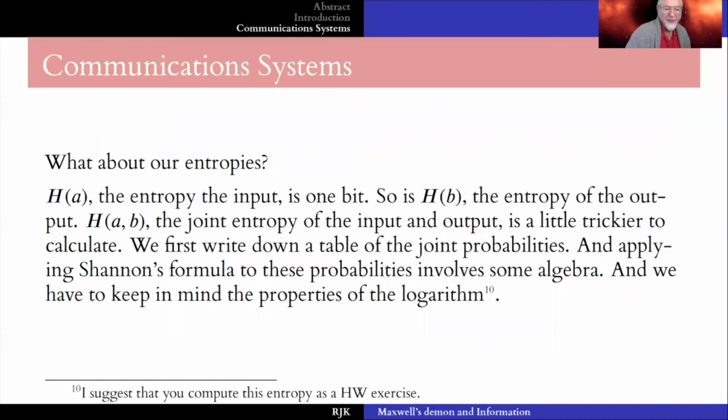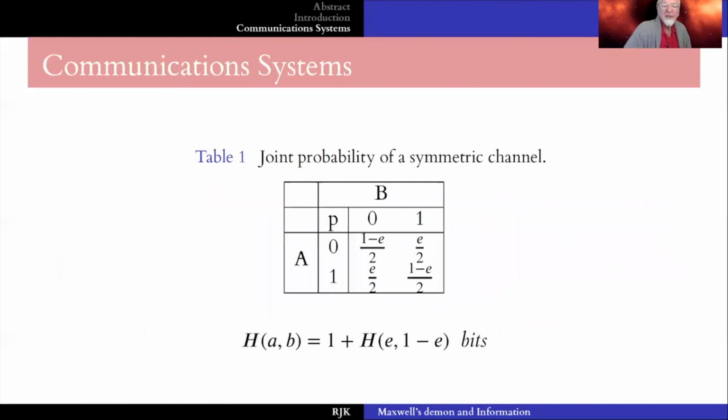So what about the entropies? The entropy of the input is 1 bit. And H of B, the entropy of the output, is also potentially 1 bit, but the joint entropy of the input and output is a little trickier to calculate. So let's first write down a table of the joint probabilities. We're assuming here that Alice was perfectly certain of whichever signal she chose. So all of the error is in the channel. This is a channel error.